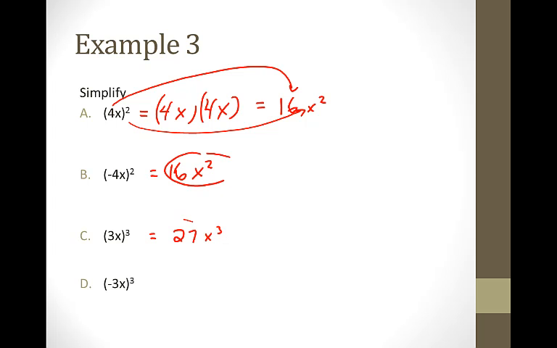How about this last one? See if you can do this one on your own. So pause the video here. All right, welcome back. So we have negative 3x quantity cubed. So negative 3 cubed is going to be negative 27, and then x cubed.